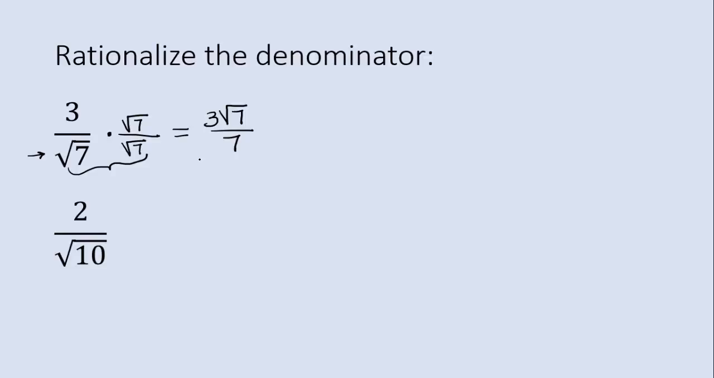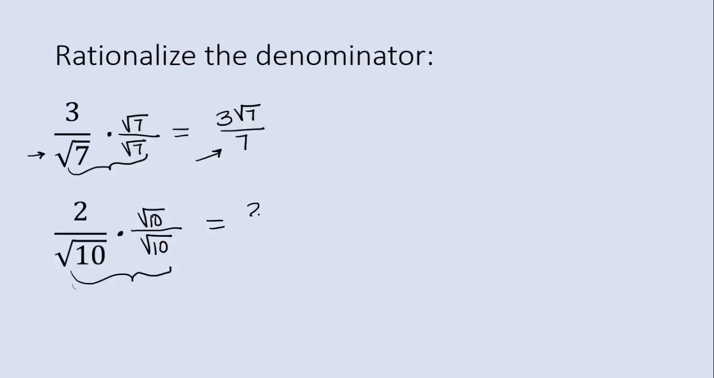That's what we mean by rationalizing the denominator. The denominator is now a rational number, not irrational like the square root of 7. Let's try it down below here. We're just going to multiply that by the square root of 10 over the square root of 10, because all we're concerned about is cleaning up the denominator. Doesn't matter how messy the numerator gets.